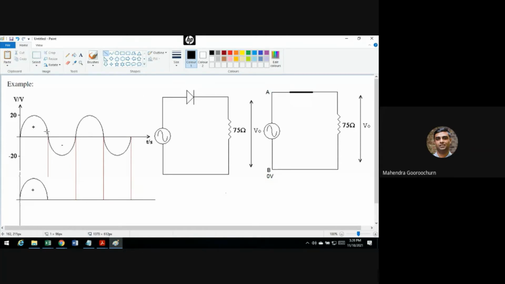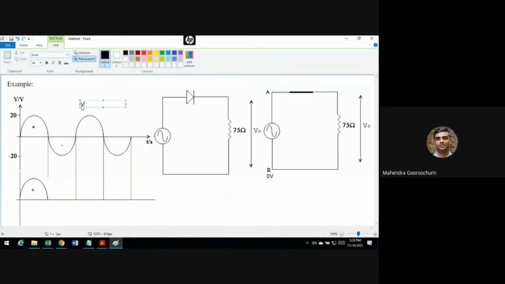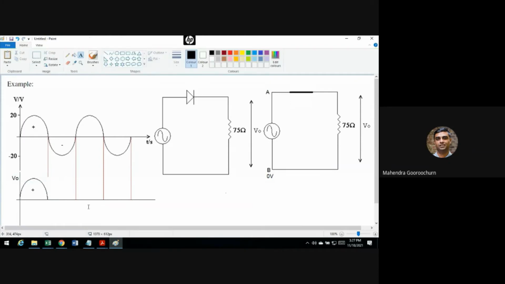What I'm drawing here is V out. So this is your output. What we've seen is when you are in the positive half cycle, the diode can be represented as a short circuit. So you can just forget about the diode basically. And the voltage you apply here would simply be read across the 75 ohm resistor, which is nothing but V naught. This is why for the positive half cycle, you will get your input.